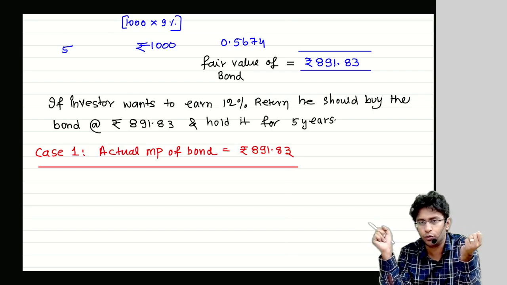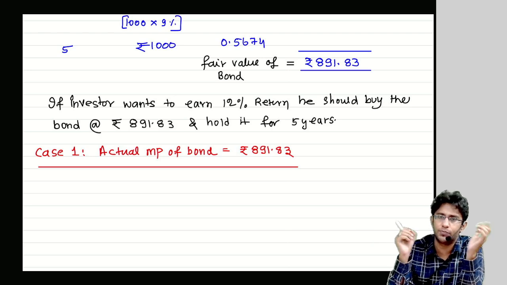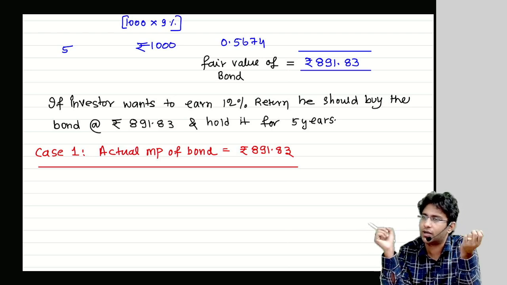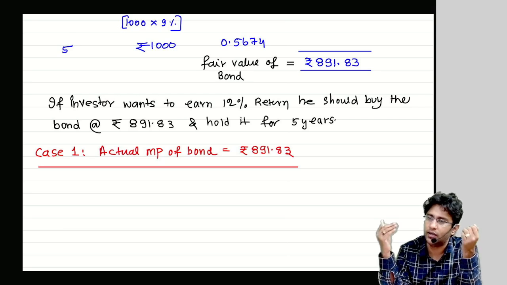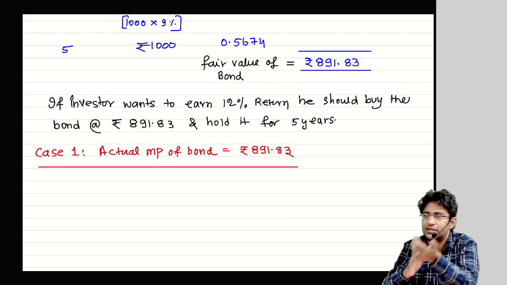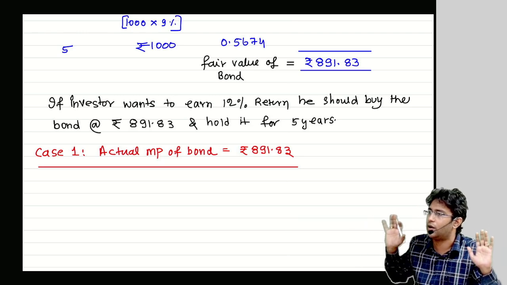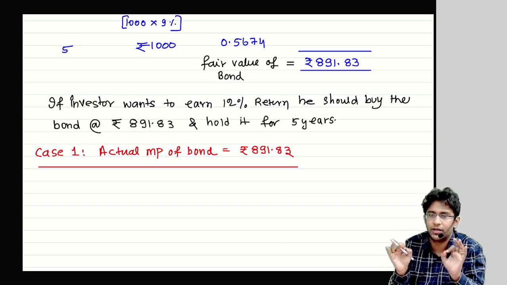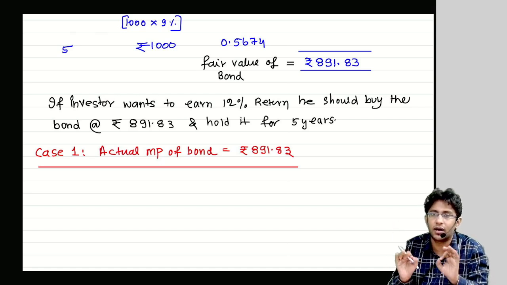Immediately he opened the NSE website and checked the price of this bond. The bond's price in the market is coincidentally quoted at 891.83. Surprise, shock. Sir, whatever I computed, that's exactly there in the market. Fantastic. The bond is correctly priced.